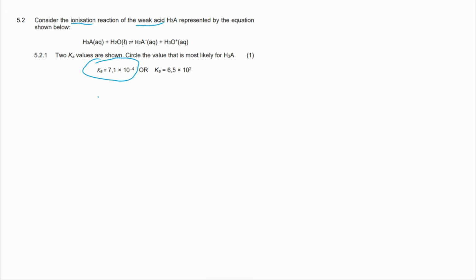Because this is a low Ka value. I know the 7.1 is obviously more than the 6.5, but this is times 10 to the -4, and this is times 10 to the +2. So this number here that I've circled, I'll circle again now in red, this number is smaller. That means the forward is not very favored.